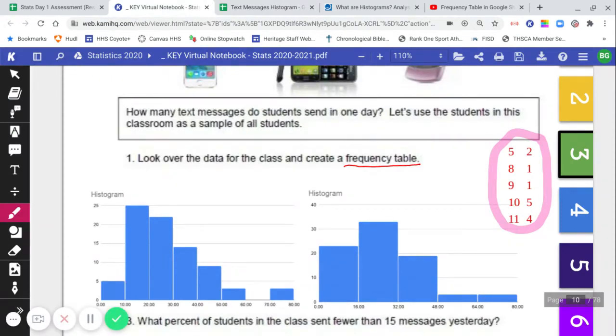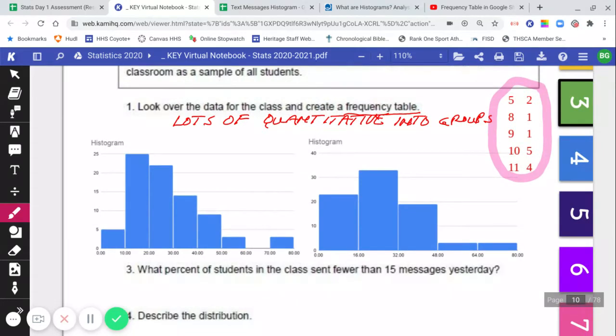We would like to summarize our frequency table when we have lots of quantitative data, okay, data that's numerical. We want to summarize it, okay, so lots of quantitative data, into groups. Okay, it's not categorical, but we're going to take quantitative data and put it into a group. So here's my first histogram. And you'll notice each bar here is a group. Group 1, Group 2, Group 3, Group 4.